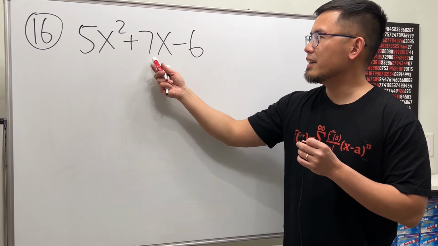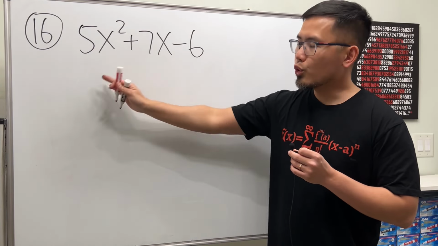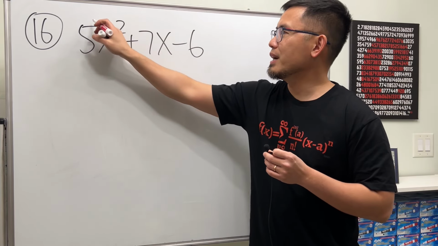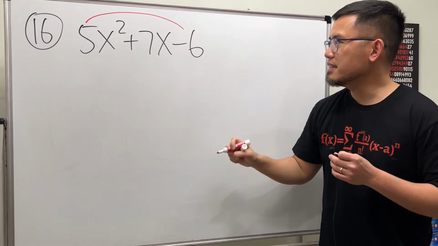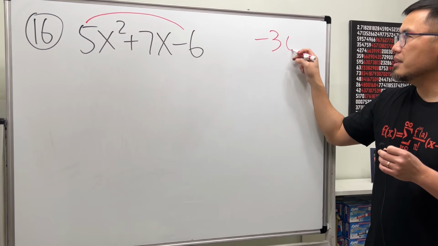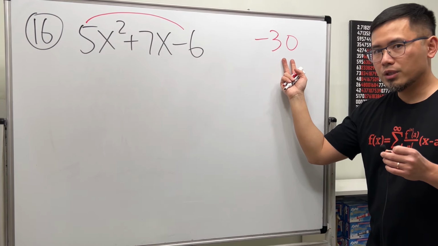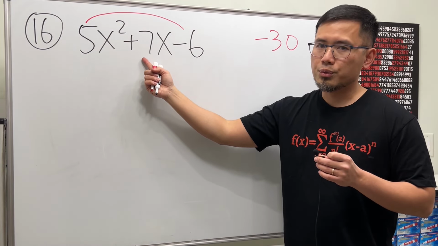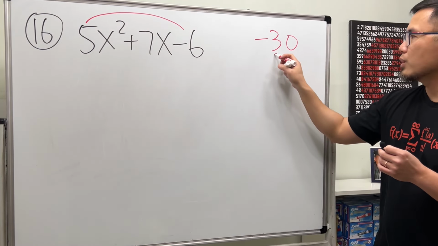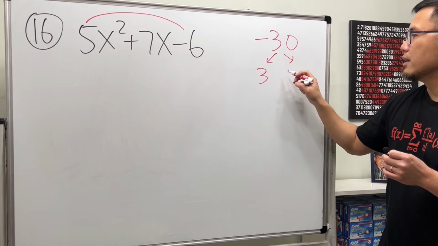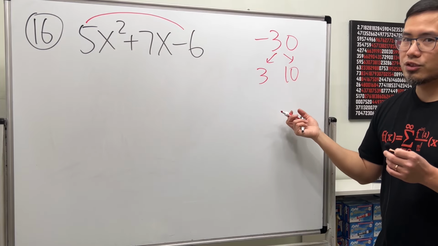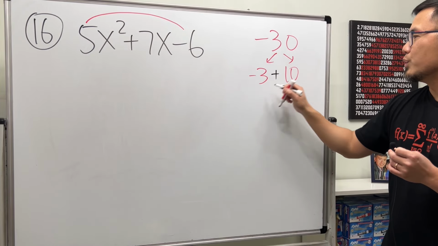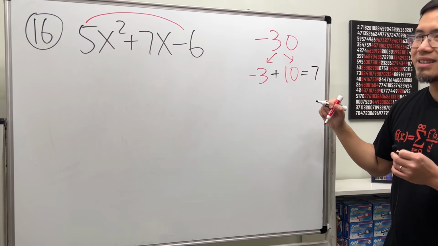5x squared plus 7x minus 6. There's no common factor, and this right here is a 5, not 1. So go ahead, multiply the 5 and negative 6. That will be negative 30. And we need to think about two numbers that multiply to be negative 30, and together we add up to be 7. We can try 10 and 3. And one of them has to be negative. We need this to be negative. See, together we do end up with positive 7.